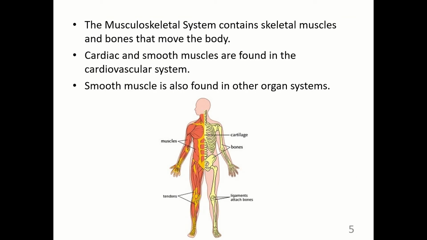The musculoskeletal system contains skeletal muscles and bones that move the body. Cardiac and smooth muscles are found in the cardiovascular system. Smooth muscle is also found in other organ systems, such as the digestive system and the urinary system. This illustration shows the musculoskeletal system with the skeletal muscles attached to the bones.